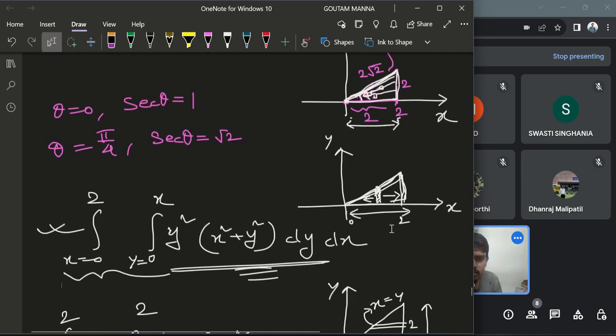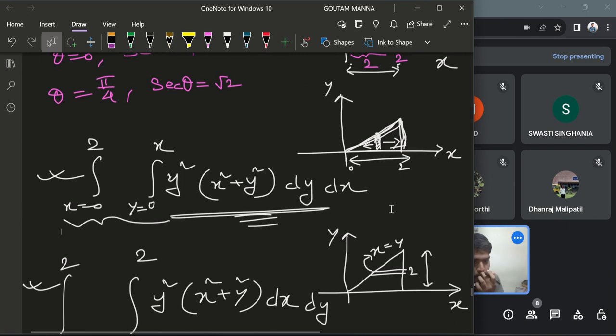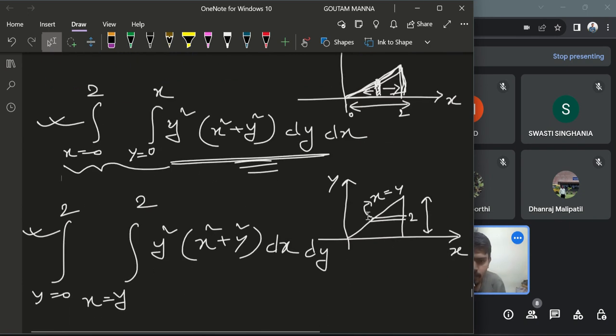So up to this point, is it clear? And the other way is I can integrate x first. If I do x integration first, x will be going from this point to this point. This is the x axis. For any value of y, x will be going from this line, x equals y, to this point 2, right? So the upper limit of x is fixed. It is always going to 2. So x will be going from y to 2.